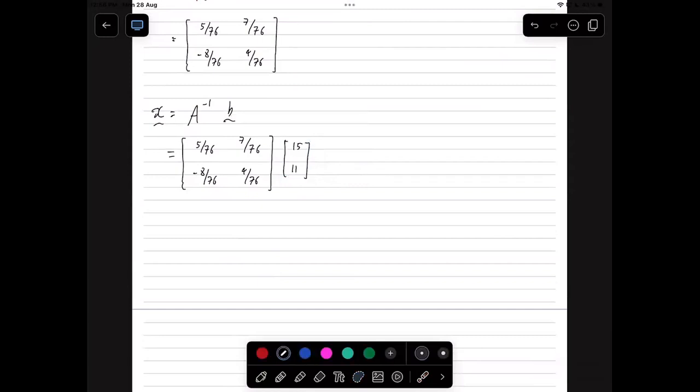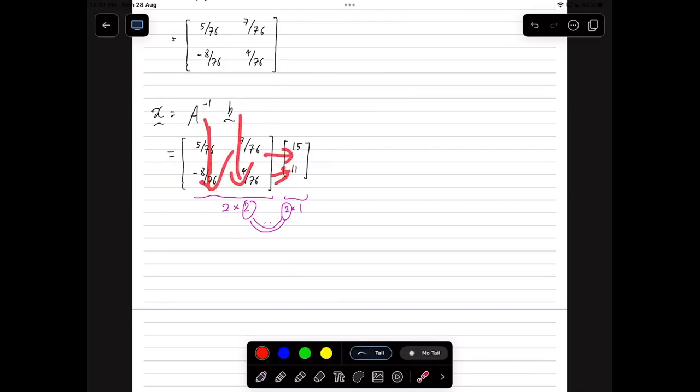Is this defined? Let's check. What's the size of this matrix? 2 by 2. What's the size of this other matrix? 2 by 1. Is the number of columns of the left matrix and the number of rows of the right matrix the same? Yes. 2 columns here, 2 rows here. Then it's defined. You can pair these up nicely. Okay, so this is defined. Then let's multiply out. What do we get?